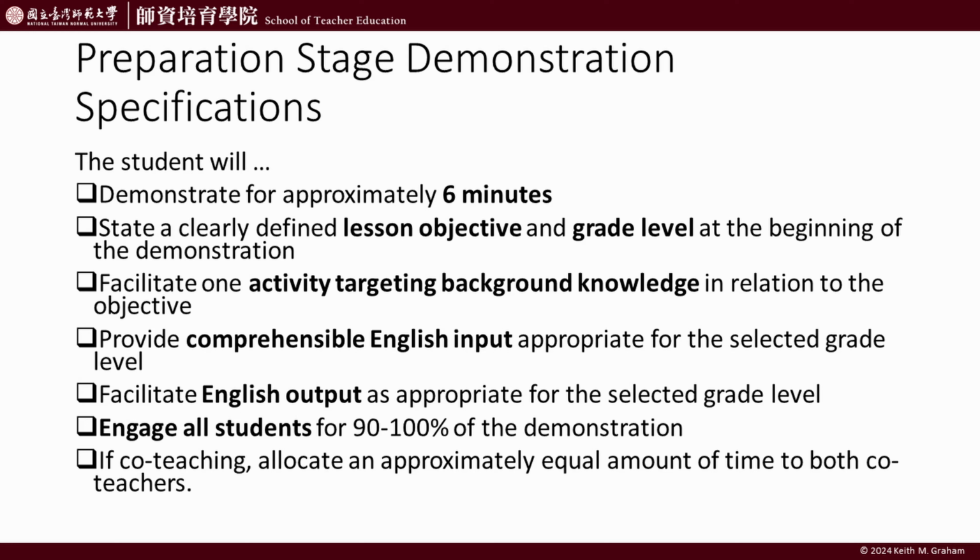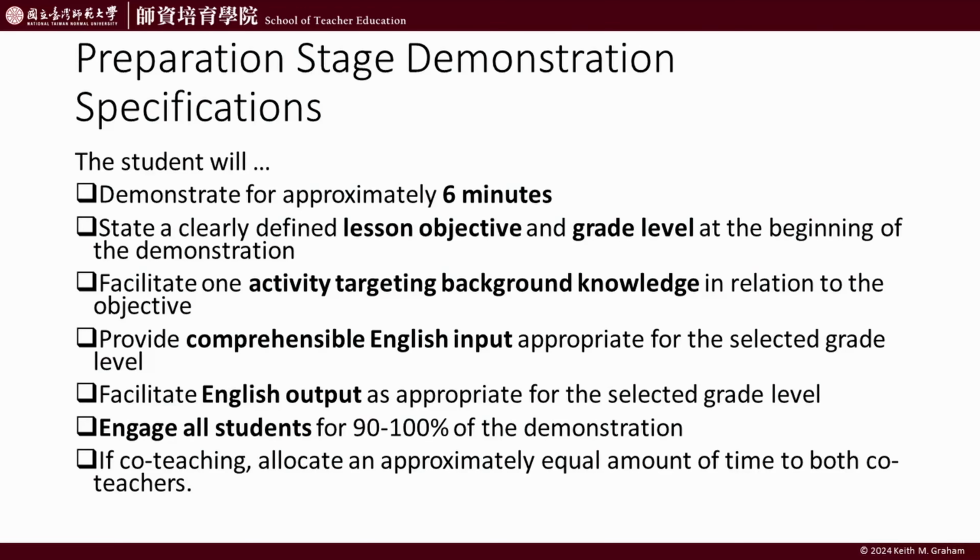At the beginning of the demonstration, please be sure to clearly state your lesson objective and the grade level the lesson is for. During the 6 minutes, you should facilitate one activity to target background knowledge. Remember, it is only 6 minutes, so you should not try to do multiple activities in one demonstration. This is not a full lesson. During the activity, you should provide comprehensible English input and facilitate student English output. Finally, your activity should engage all students for 90 to 100% of the time. I should not see your classmates, who will act as your students, sitting passively during your demonstration.